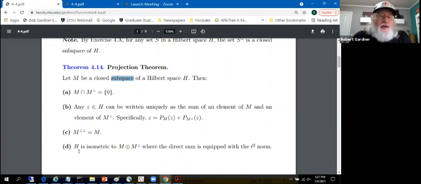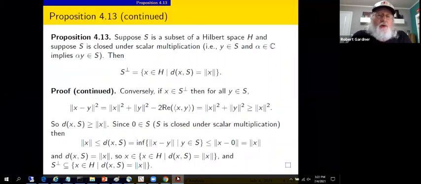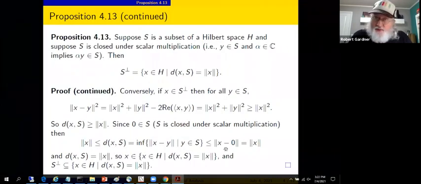And finally, H is isometric to the direct sum of M and M perp, where the direct sum is equipped with the L2 norm. Gee, there's L2 again. L2 is going to play a big role before we're done in this section. So let's go through the proof of those four claims.